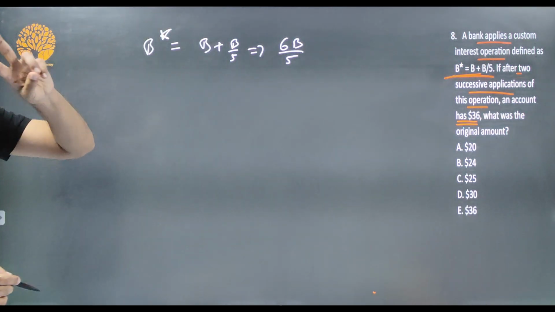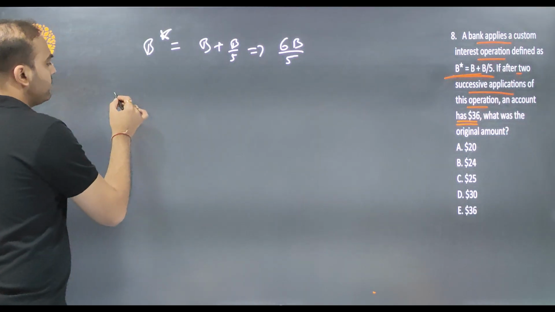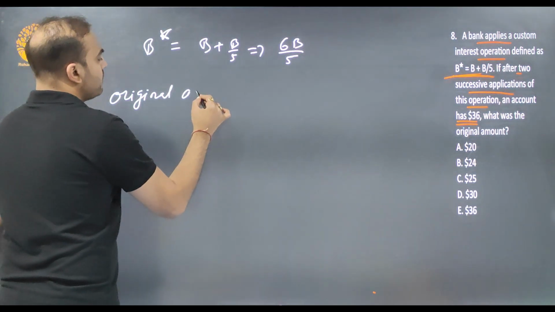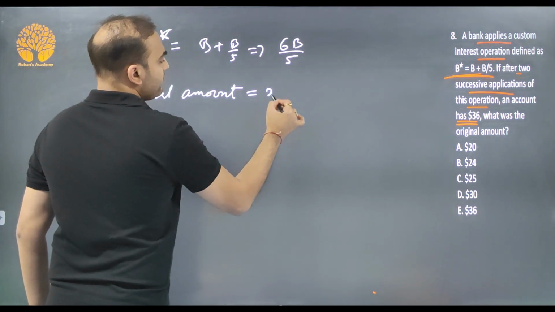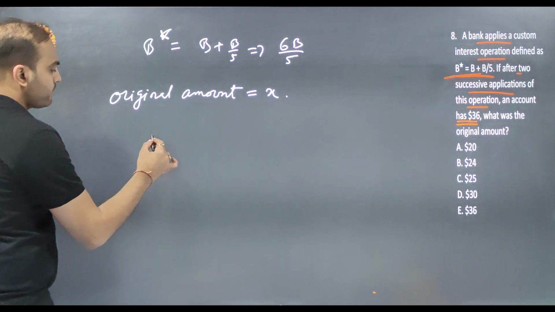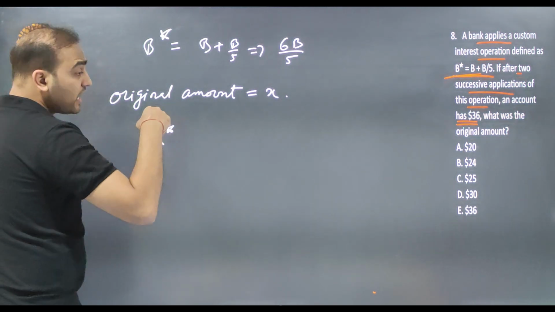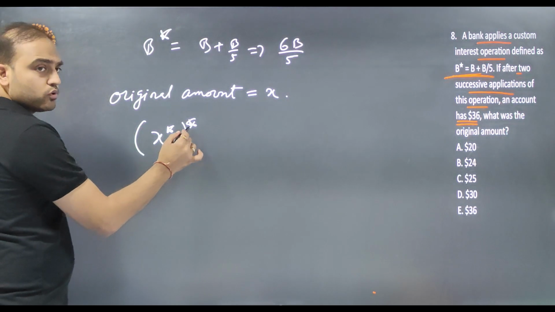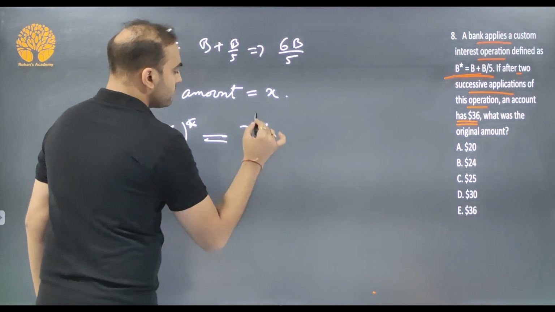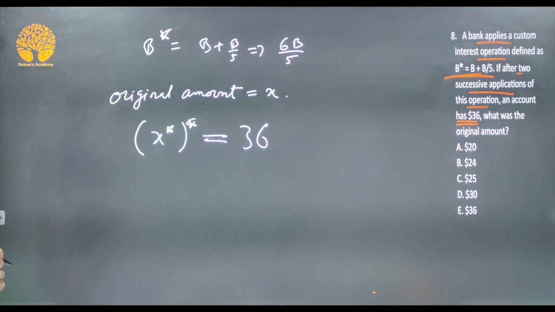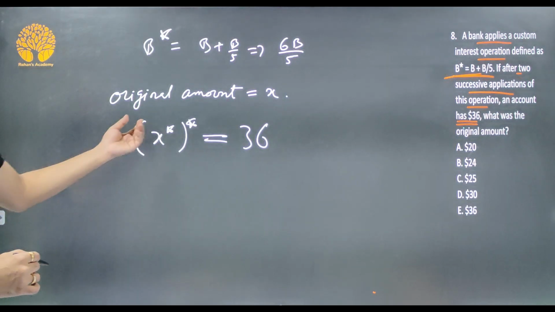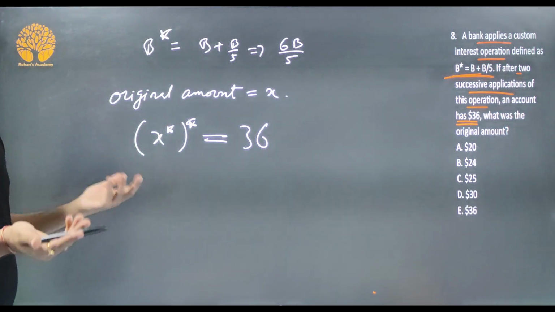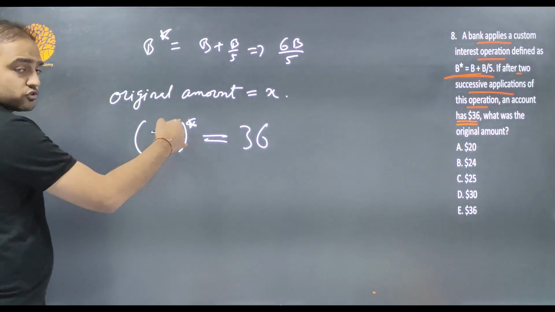And they are applying this operation two times. That means, if the original amount is x, they are doing x star, and again applying it, x star whole star. After doing this, the value is $36. So x star whole star is $36. Again, this is just a character, treat it like a function. We'll solve inside out.